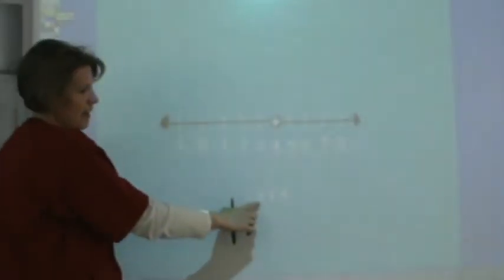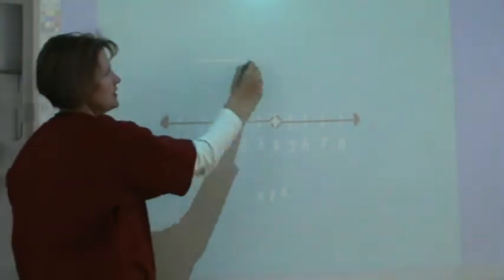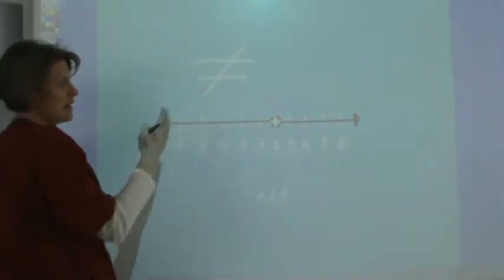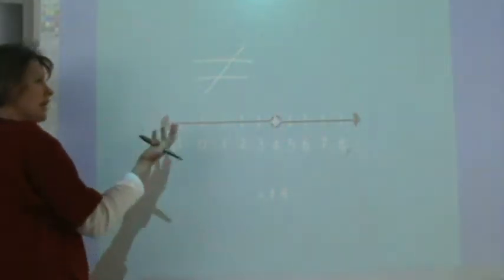This is another one that comes up. X is not equal to a number, so it's kind of like your no smoking sign. It's an equal sign with a slash through it, meaning it's not equal to it. So it can't be 4, but it could be bigger than 4, or it could be less than 4.